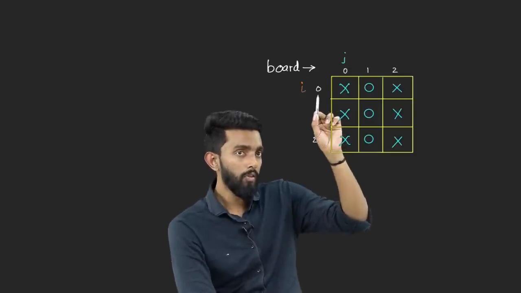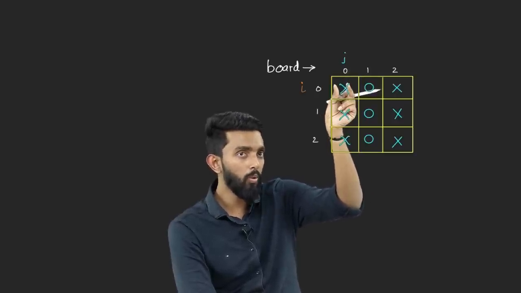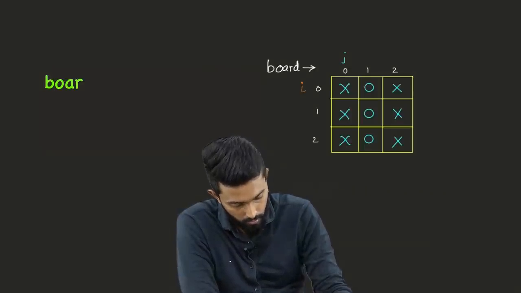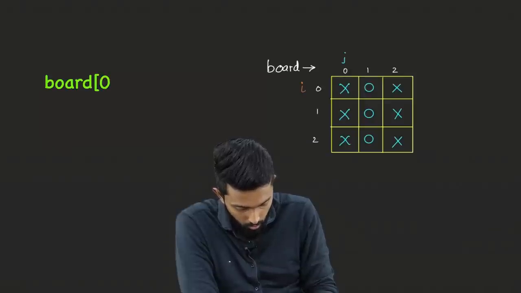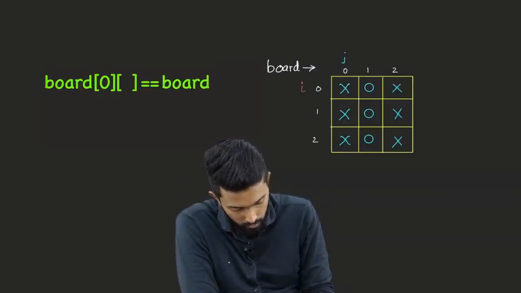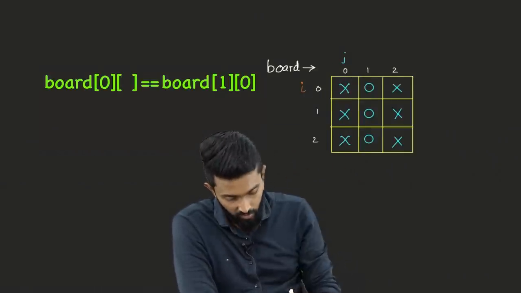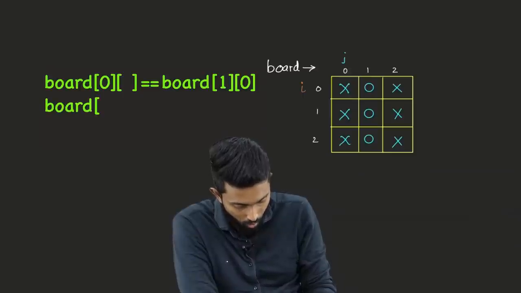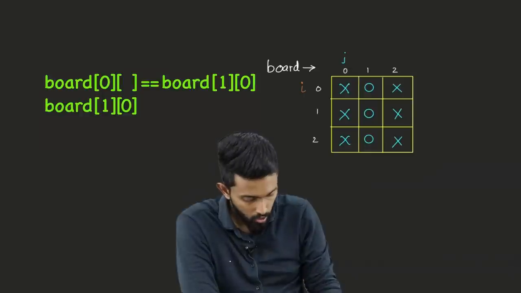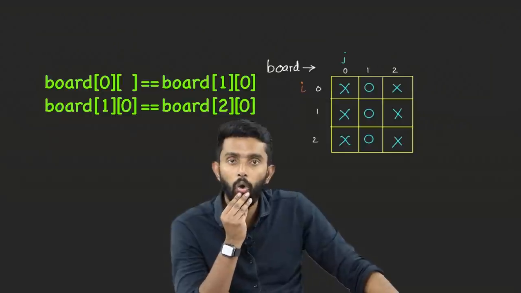Board of first row is 0. Row is 0. Next, column is 0. Correct? This should be equal to board of 1, 0. So watch it, I'm just writing like this. Board of 0, 0. This should be equal to board of 1, 0. And then board of 1, 0 should be equal to board of 2, 0. I hope all of you understood.